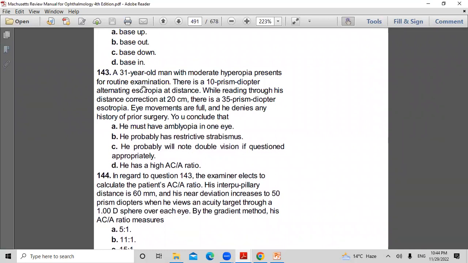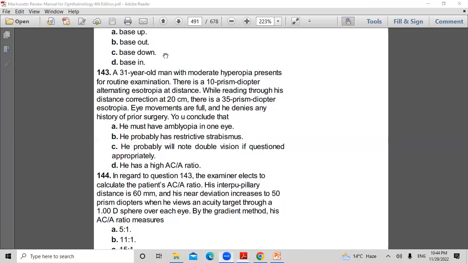A 31-year-old man with moderate hyperopia presents for routine examination. There is a 10 prism diopter alternating esotropia at distance. While reading through his distance correction at 20 centimeters, there is a 35 prism diopter esotropia. Eye movements are full, and he denies any history of prior surgery. You conclude that he must have amblyopia in one eye. He probably has restrictive strabismus. He probably will not have double vision if questioned appropriately. He has a high AC/A ratio.